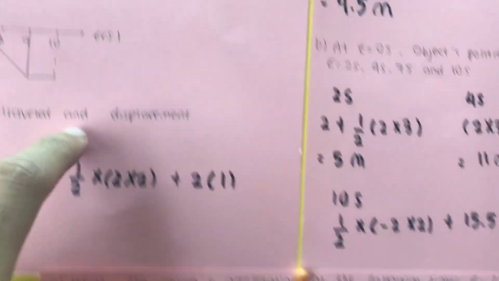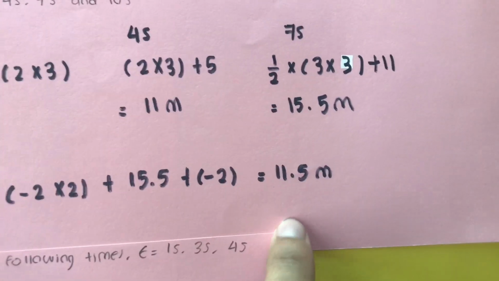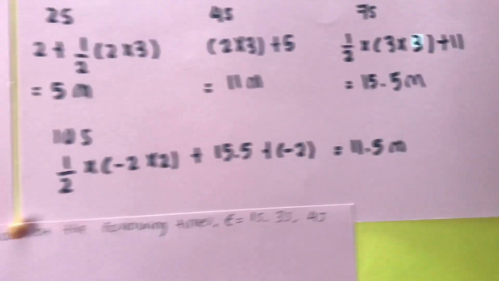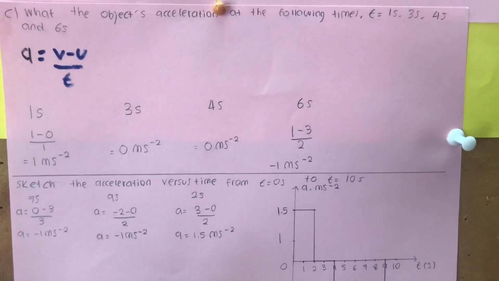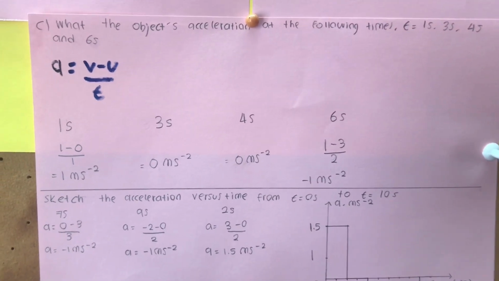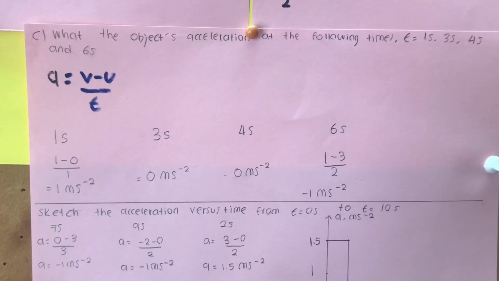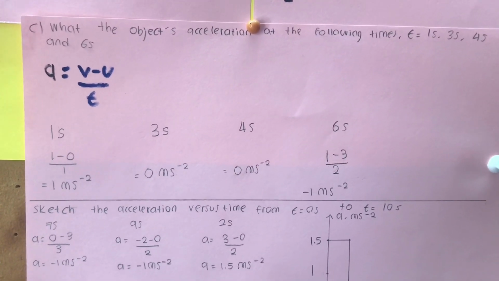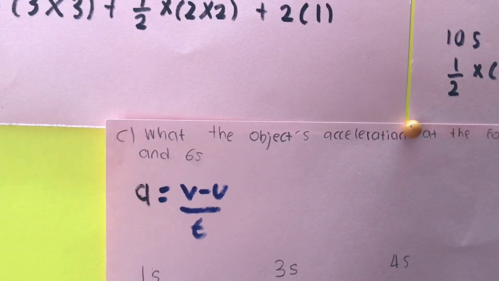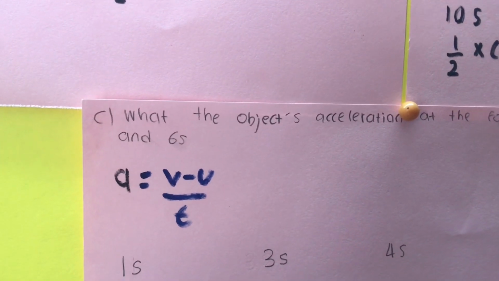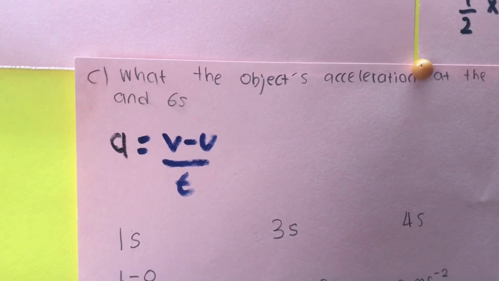At 10 seconds, 2 plus 15.5 plus -2 equals 11.5 meters. Next, we need to find the acceleration at the following times: t equal to 1 second, 3 second, 4 second, and 6 second. As we know, the formula for acceleration is a equal to v minus u over time, where v is the final velocity and u is the initial velocity.